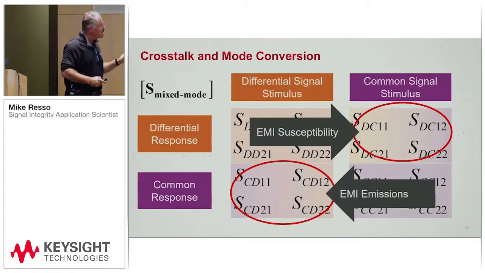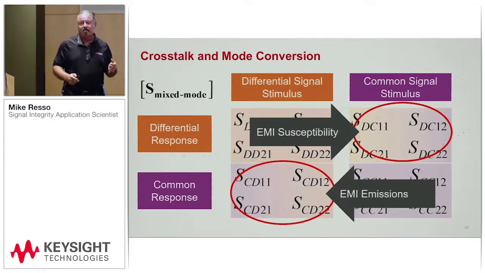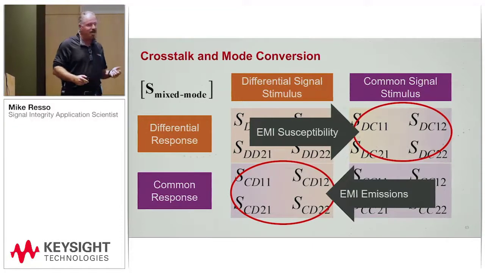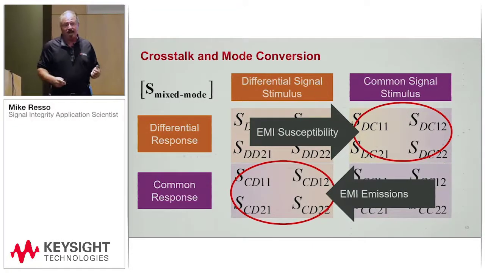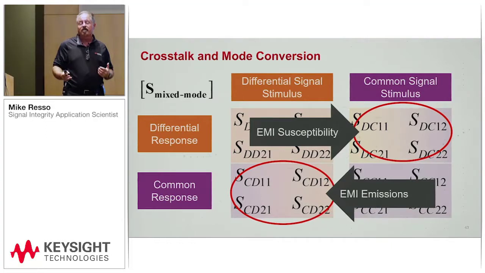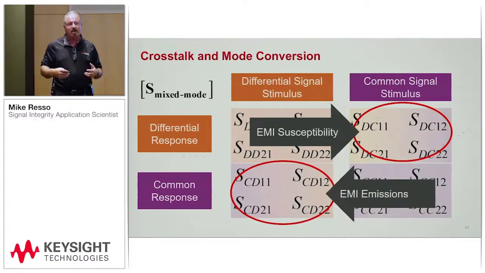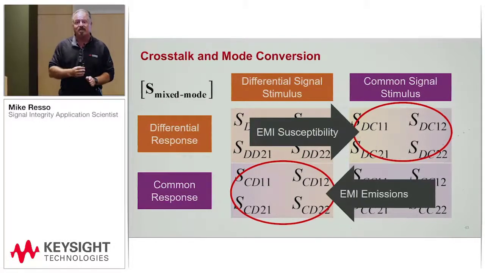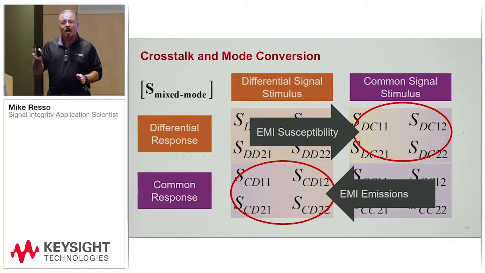But the real interesting things are really the mixed mode S parameters. And we talked about EMI susceptibility and EMI emissions and how it relates to crosstalk. And so I want to try and give you an intuitive understanding of how you can think about mode conversion, so you can help identify not only the amplitude of crosstalk, but spatially the location of it, where it's happening in your channel.